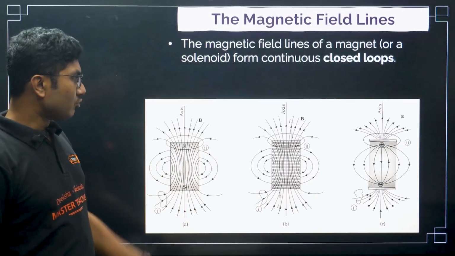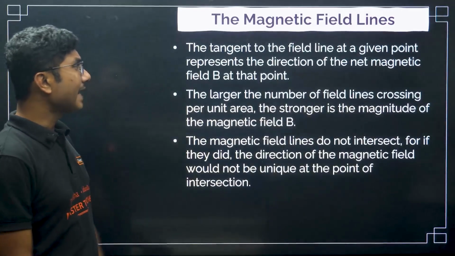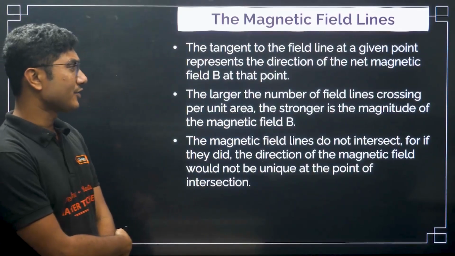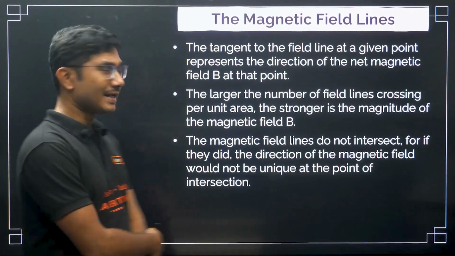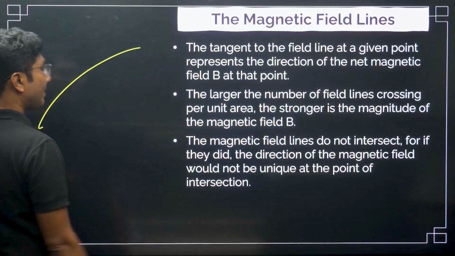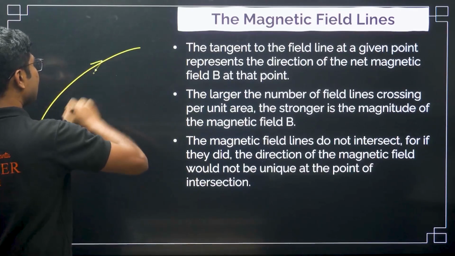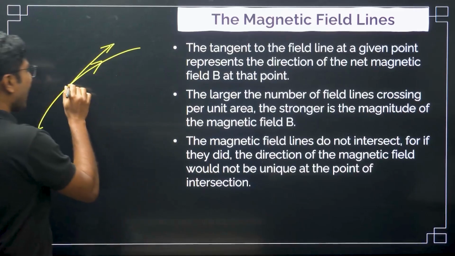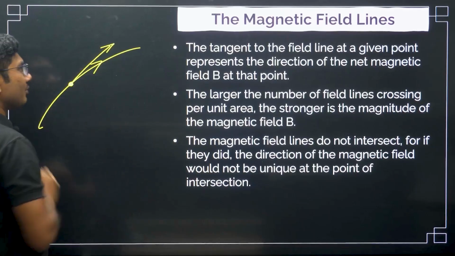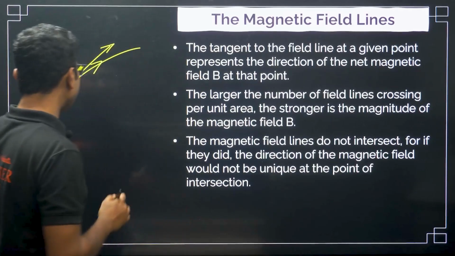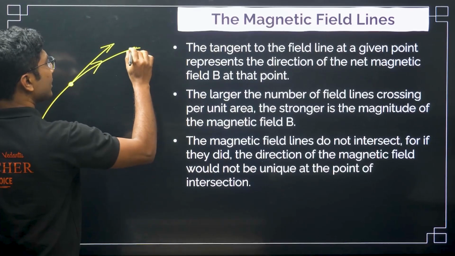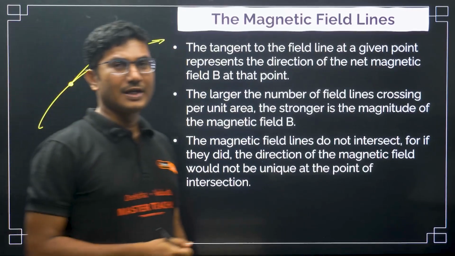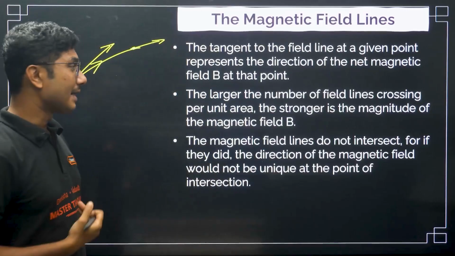Now let's move on. The tangent to the field line at a given point represents the direction of the net magnetic field B at that point. So if you have a magnetic field line like this and you draw a tangent, this tangent represents the magnetic field at that particular point. If you want to find the magnetic field at any point, you just have to draw the tangent at that point, and that will give you the magnetic field there.